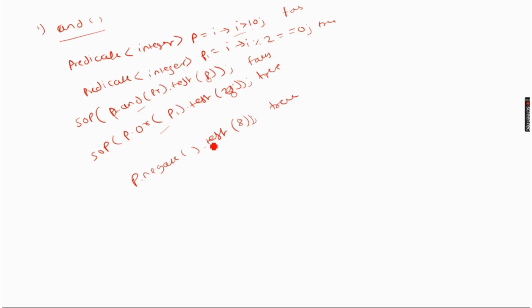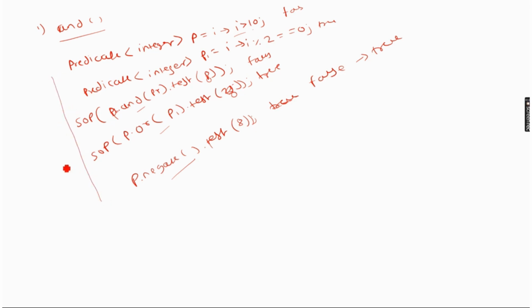Why? Because it will test if the I is greater than 10 or not. No, right? So if this condition will fail, false. Okay. Then our negate function, what will it do? It will convert it to true. It will just negate the result of our predicate. Okay. So these are the conditions.